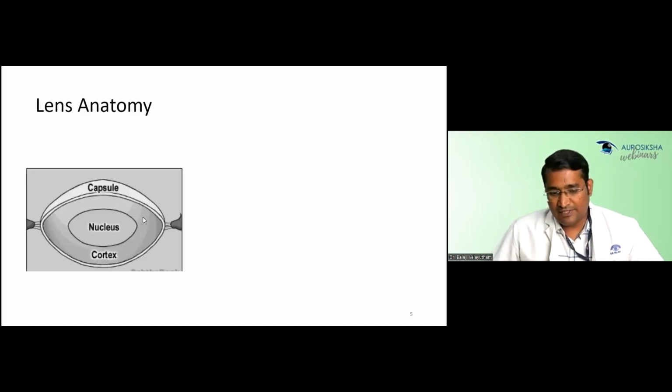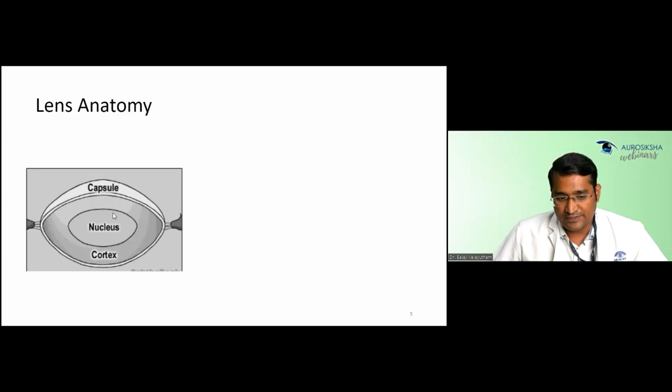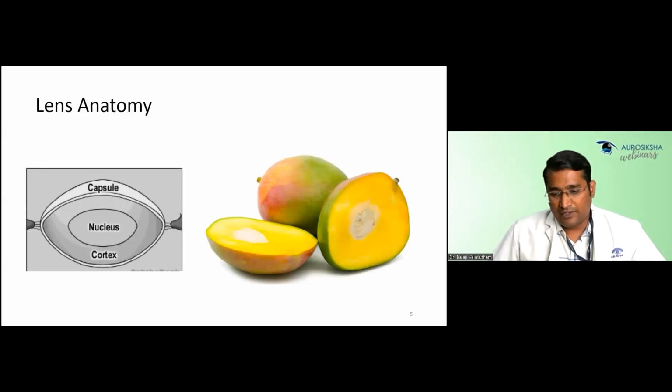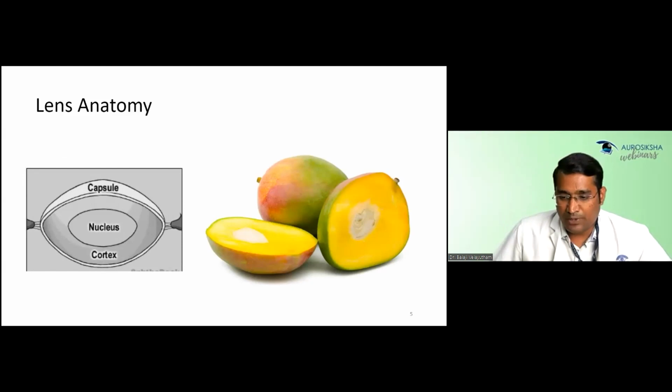The lens has basically three parts. The innermost core is the nucleus. The second covering is the cortex, and the outermost covering is the capsule. It is akin to a mango, with the innermost part, the nucleus, being the hardest, followed by the cortex, which is a little soft compared to the nucleus, and the outermost covering is the capsule.